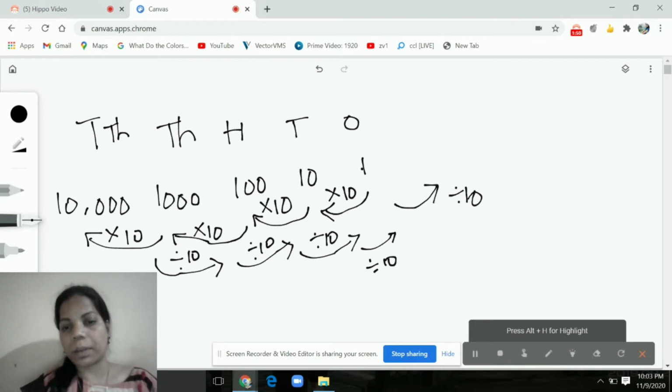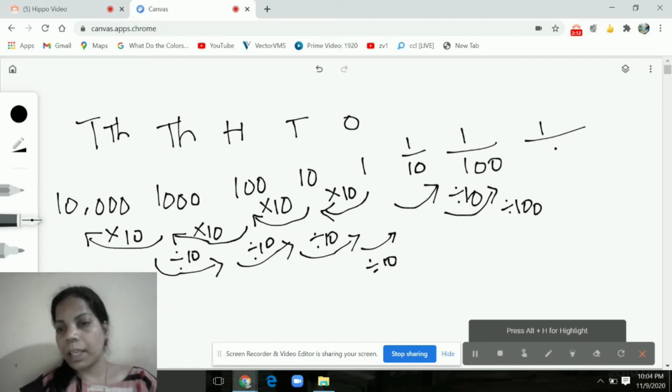So we have 1 here. 1 is getting divided by 10. So it will be 1 by 10, right? If I move still further, divided by 100, so it will be 1 by 100. Again, 1 by 1,000 and so on.